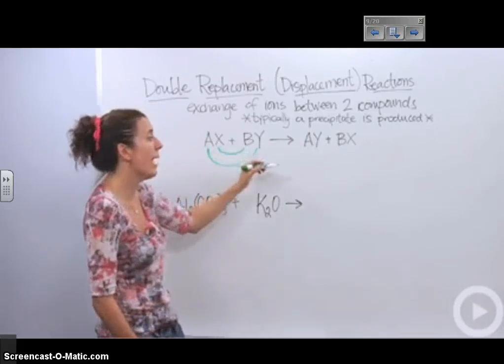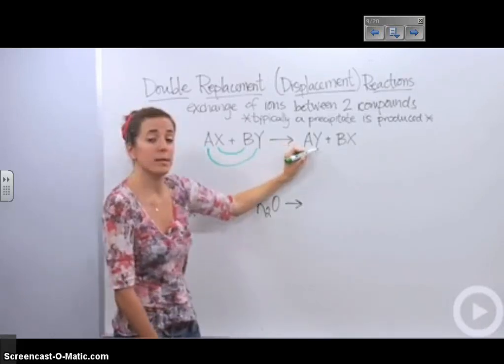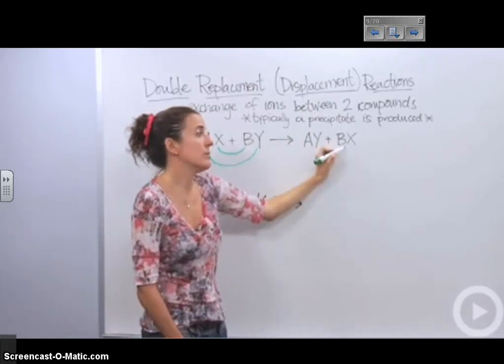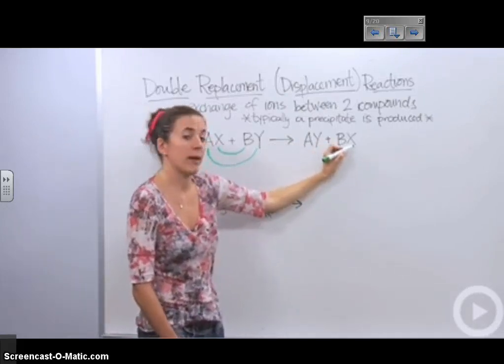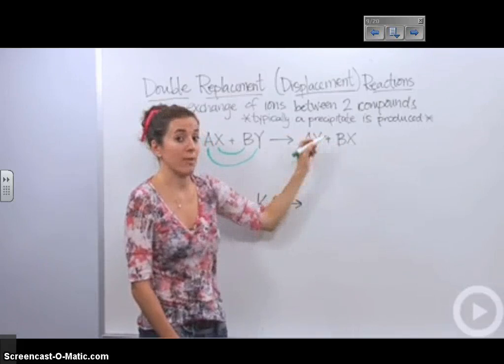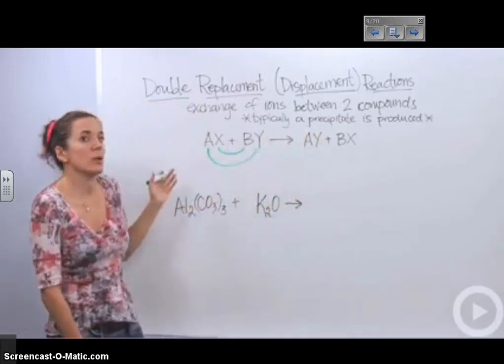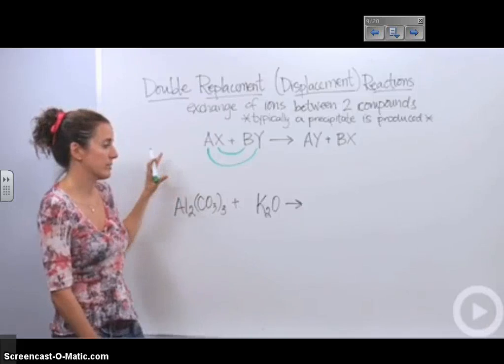So in this case, what's going to happen is AY is going to be a product. A is a metal, don't forget, and Y is our nonmetal, plus BX. B is our metal, X is our nonmetal. Don't get that mixed up. That can actually get you into trouble. Okay? So this is a good skeletal example of a displacement reaction, or double displacement reaction.